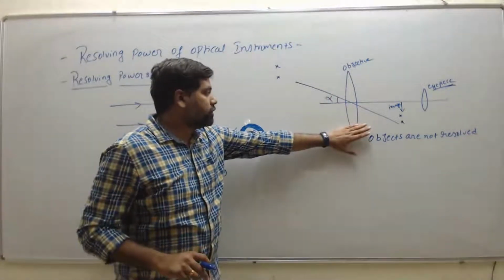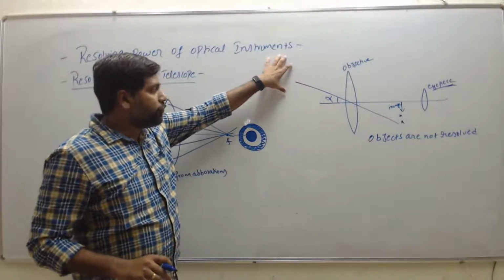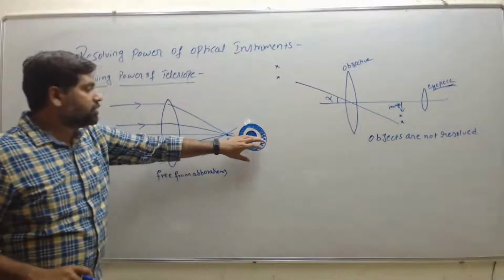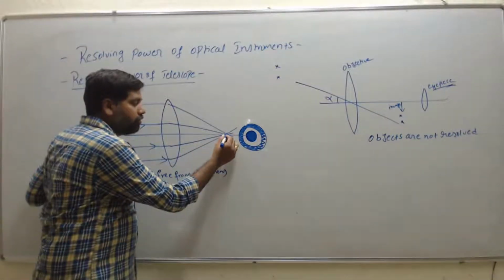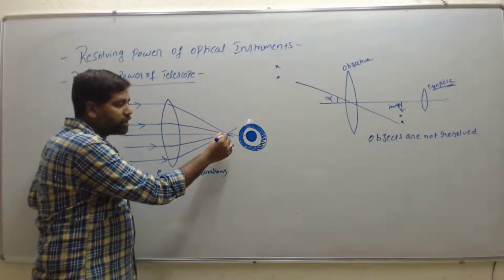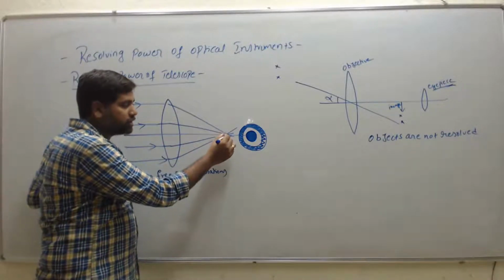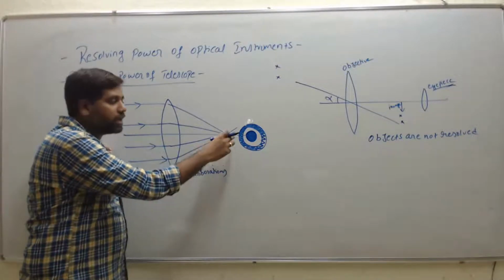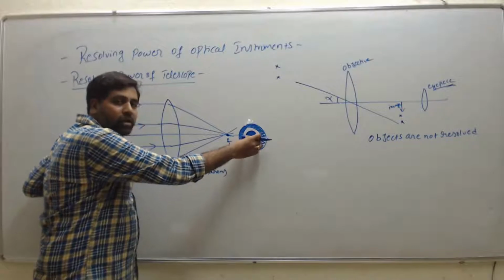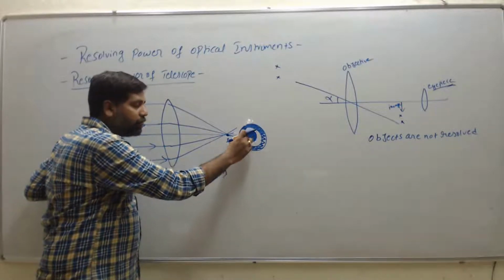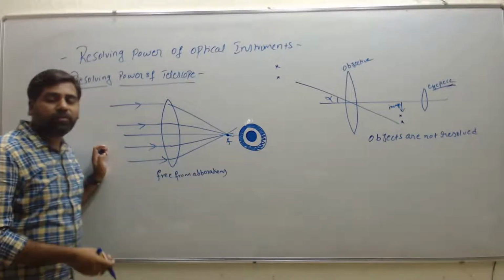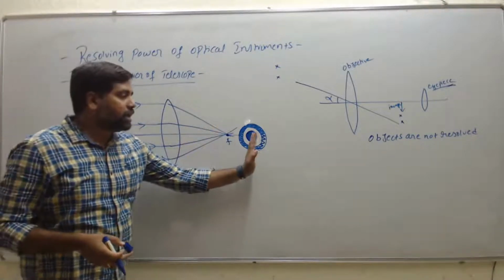In the telescope the object is there. If we focus on the object, the image is formed at the focus. In the ray optics which we studied, the refracted rays meet at one point, that is the focus. But here we are not getting a single point; we are getting a bright region in the middle, and alternate dark and bright patterns. This is due to diffraction.